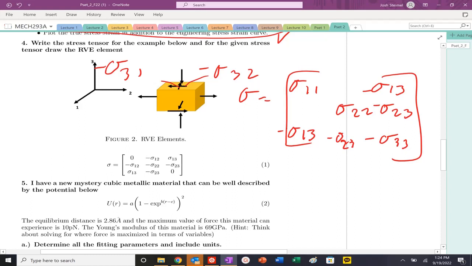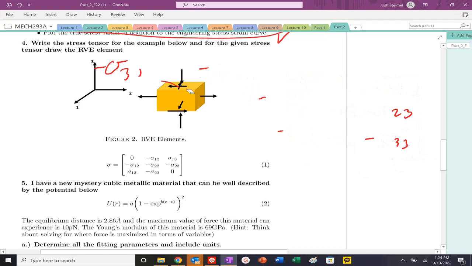So that's just a little... I was misreading my own diagram, which, again, happens from time to time. I can make a mistake. So 0, 0, 0, and we're good to go.